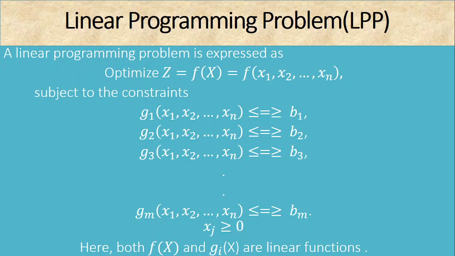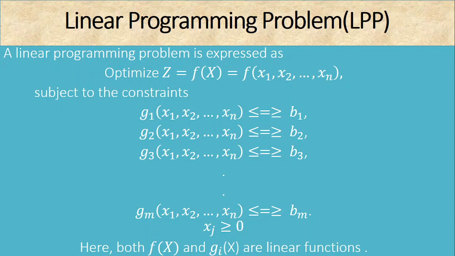Now, let's recall what a linear programming problem is. A linear programming problem has three components: the objective function, which is either a maximization function or a minimization function, and a certain set of constraints or restrictions on the availability of the decision variables. They are given in terms of inequalities or equations. And the third part is the non-negativity restriction.